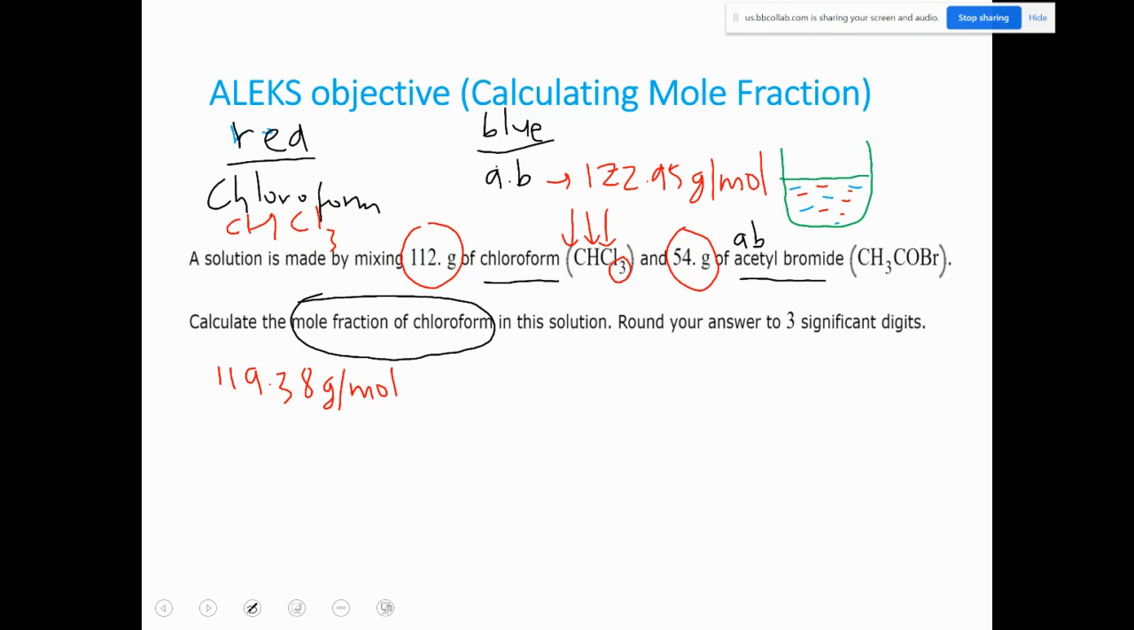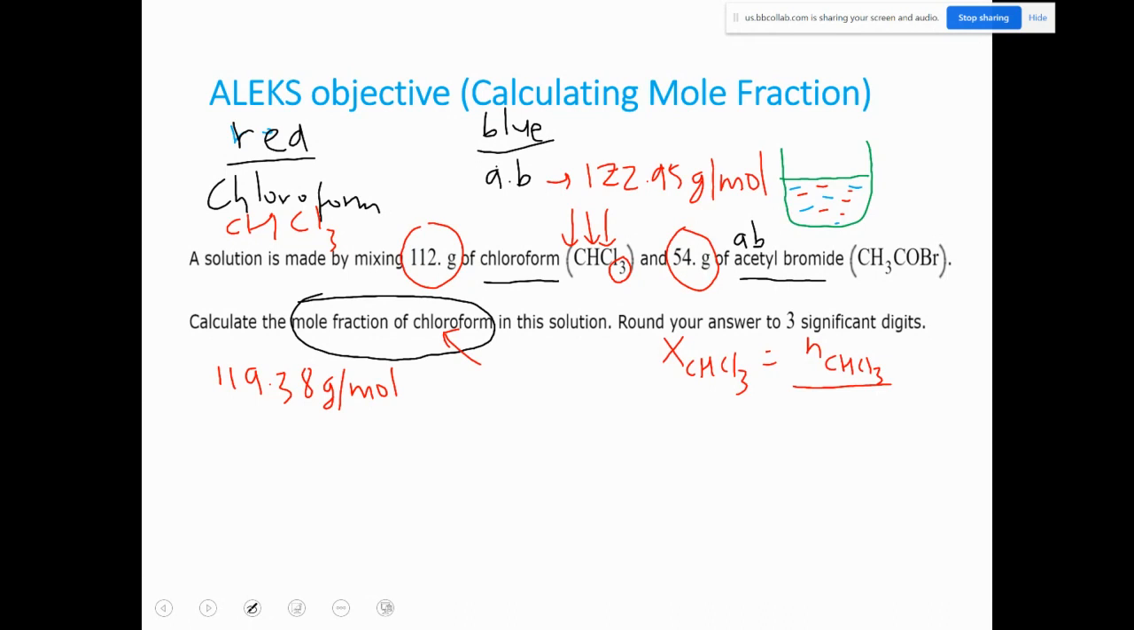All right, so the first thing that I'm going to do is calculate the number of moles of chloroform, because since I have to find the mole fraction of chloroform, my formula is going to look like this, right? So that's the mole fraction of chloroform, CHCl3, equals number of moles of chloroform divided by total number of moles, right?